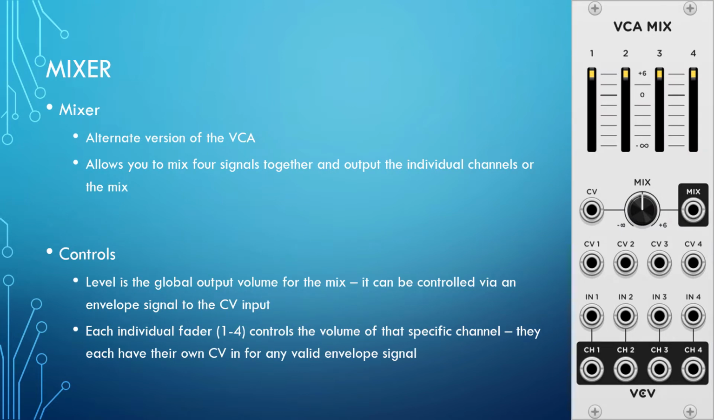Of course, some people don't like to use the VCA and prefer to use a mixer. This allows you to mix 4 signals together and then output either the individual channels from channel 1 through 4 or the actual mix. The level of the mix is the global output volume for the mix, and you can send a CV signal to that to open and close it, or each individual fader, 1 through 4, can control the volume of that specific channel, and they each have their own CV input for any envelope signal. So you can have individual CV values controlling level of channel 1, level of channel 2, channel 3, channel 4, or one global CV signal controlling the output volume of the entire mix.